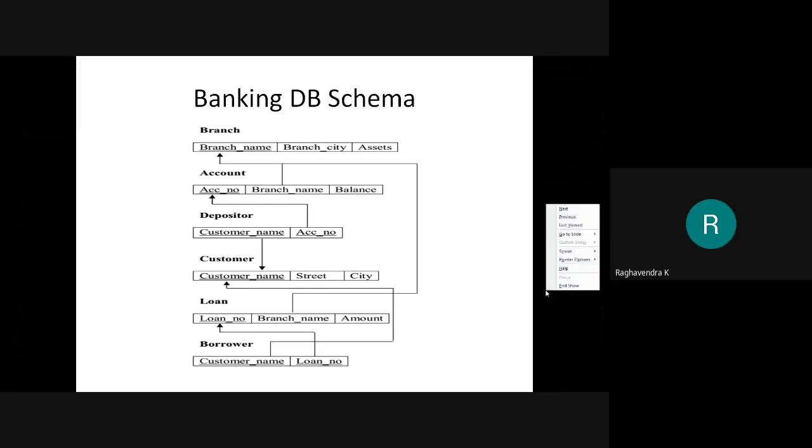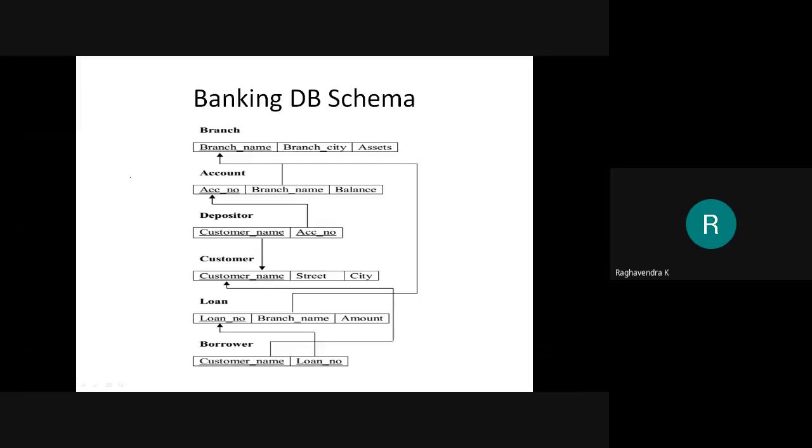As we have already observed, the schema has got 6 different tables: branch, account, depositor, customer, loan, and borrower. Branch has branch name, branch city, assets. Account has account number, branch name, and balance. Depositor has customer name and account number. Customer has customer name, street, city. Loan has loan number, branch name, and amount. And borrower has customer name and loan number.